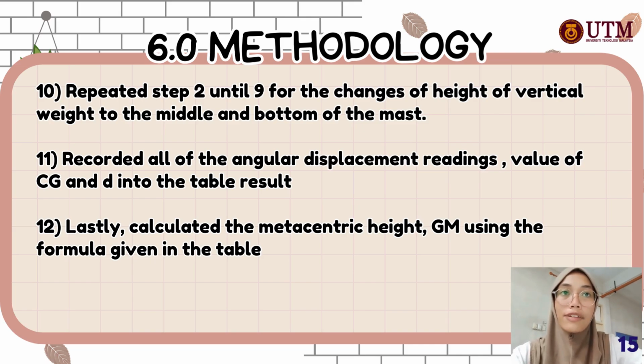After that, for the vertical weight on top, we repeat steps 2 to 9 for changing the height of the vertical weight to the middle and the bottom of the mass. And then we record all the angular displacement readings, the value of CG, which is the center of gravity, and D, which is the height of the pontoon mass in the water. Then we record them into the result table.